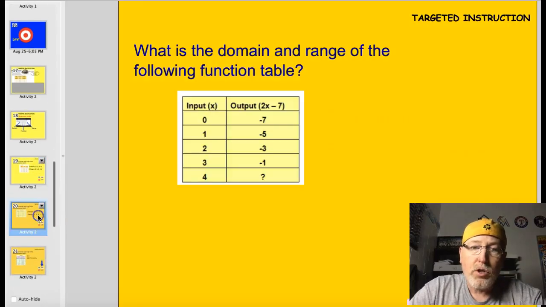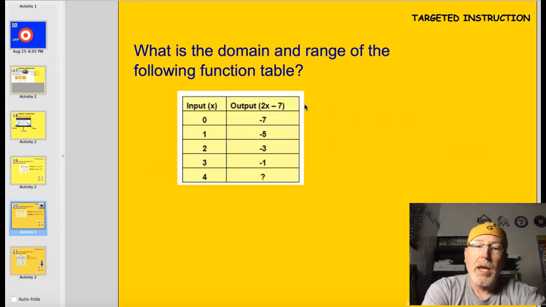Okay? Time for you to try one. Here's your first pause problem. What's the domain and range of the following function table? And label them domain and range.